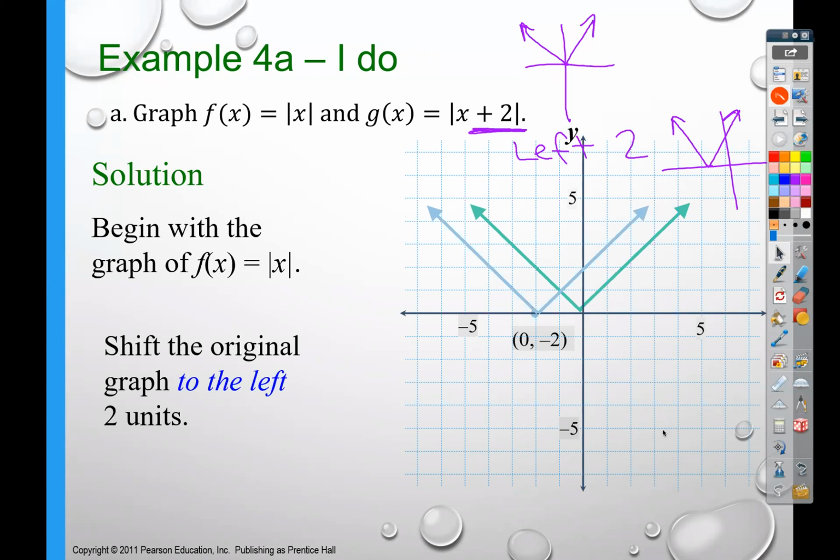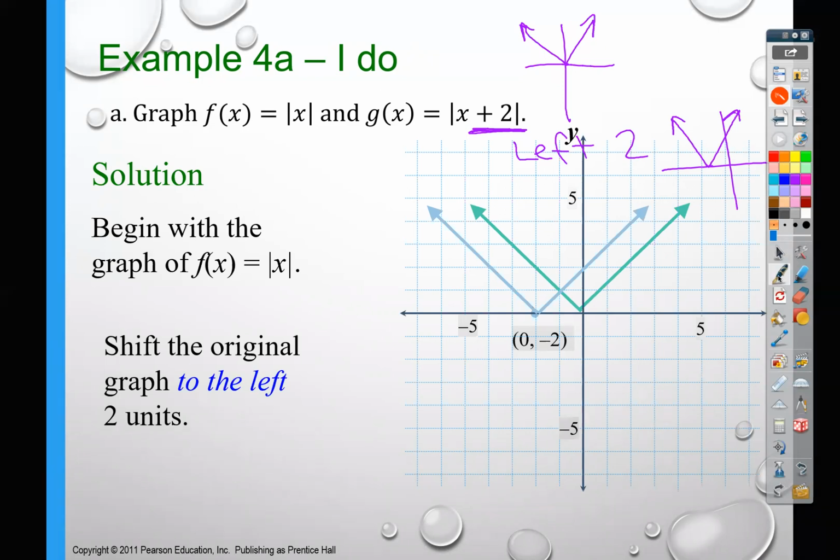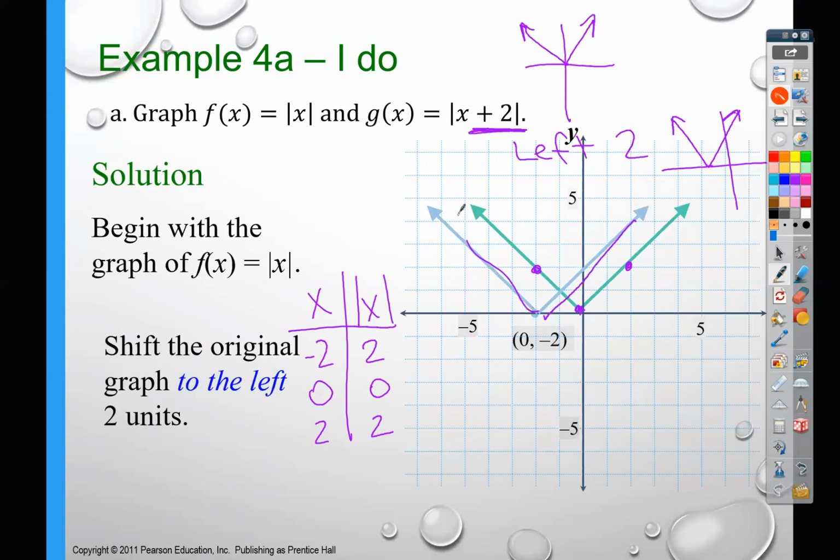And you can always get specific numbers by plugging in specific points. So watch, if you wanted to graph the first one, let's do -2, 0, and 2, since that's worked for us. All right, what is the absolute value of -2? 2. So this is how they're getting -2, 2, 0, 0, and 2, 2 for the original. And then if you moved that to the left, you would get the blue line that you see.